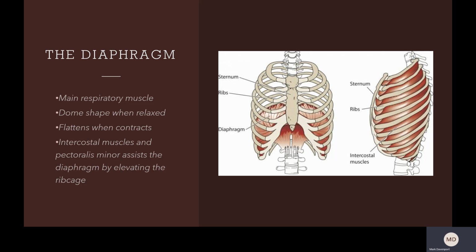Intercostal muscles and pectoral minor, should I say, assist the diaphragm by elevating the rib cage. So intercostal muscles are the muscles that sit in between the ribs. Pectorals you'll know as being your chest, but the minors are slightly lower than on your chest, and they assist in helping the diaphragm by elevating the rib cage. That just allows the lungs to expand, should I say, once you take in the air.